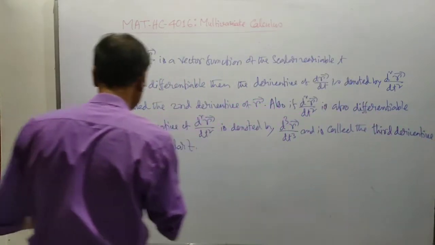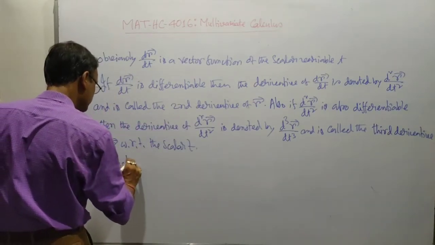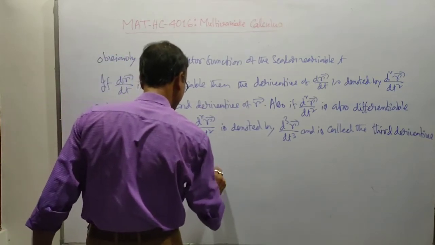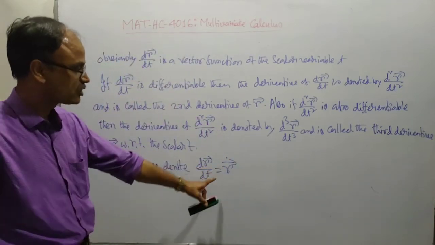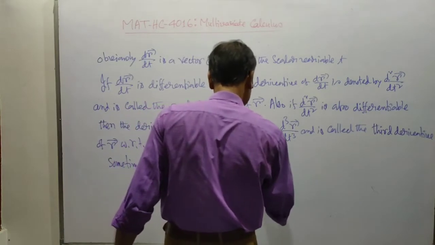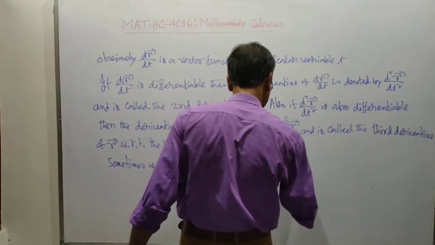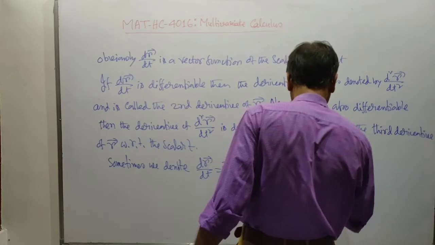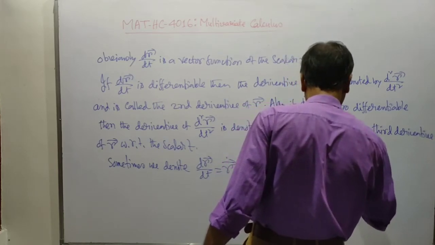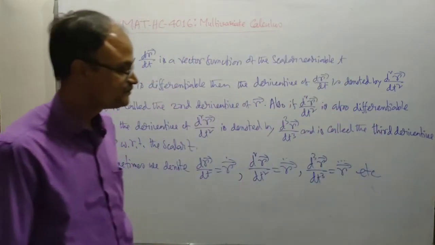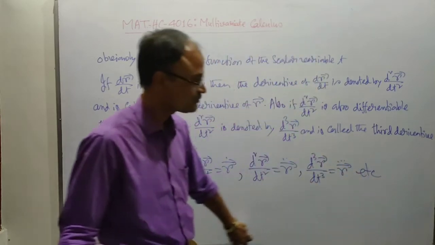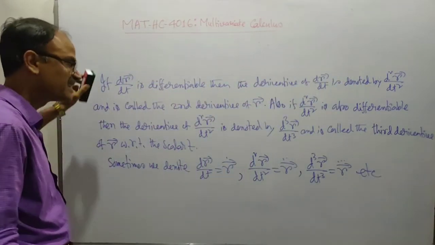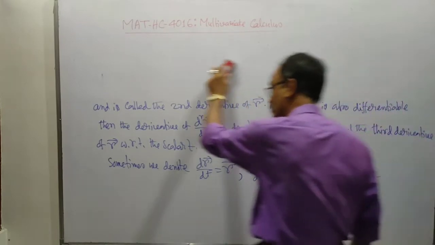Sometimes we denote dr vector by dt by r vector dot. R vector dot means dr vector by dt. And d2 r vector by dt square is denoted by r vector double dot. D cube r vector by dt cube is denoted by r vector triple dot, etc. This is the derivative of a vector function with respect to a scalar. Very simple. I am giving you the definitions.